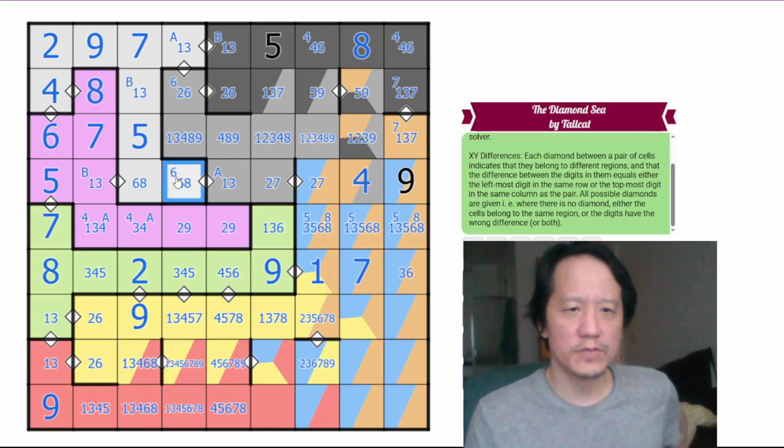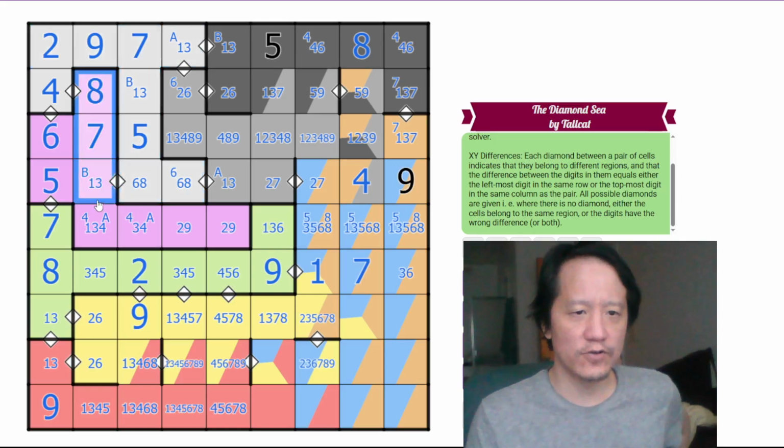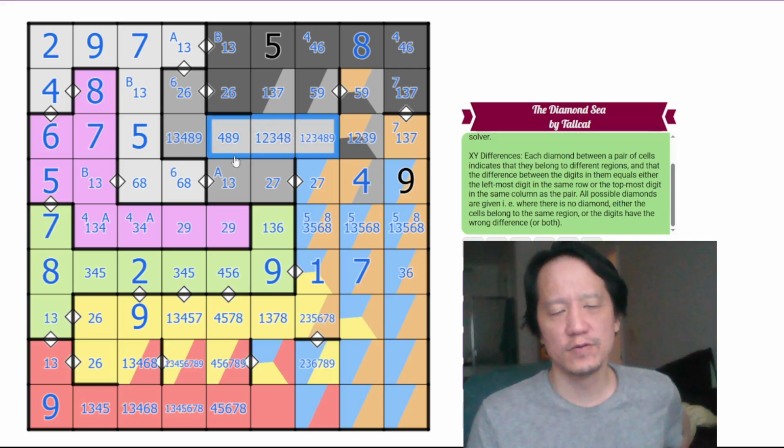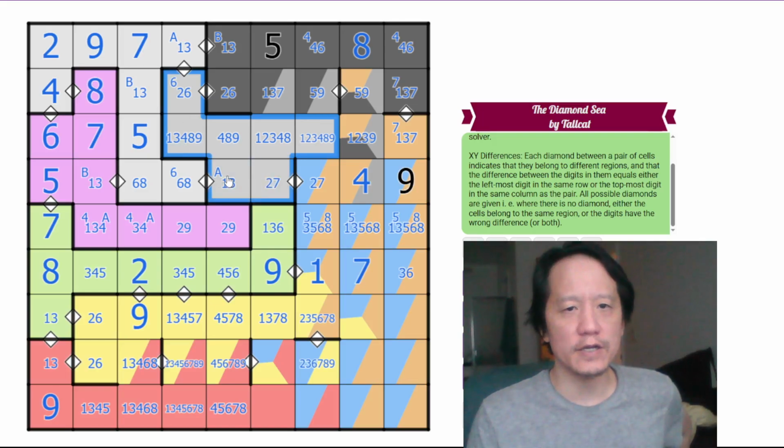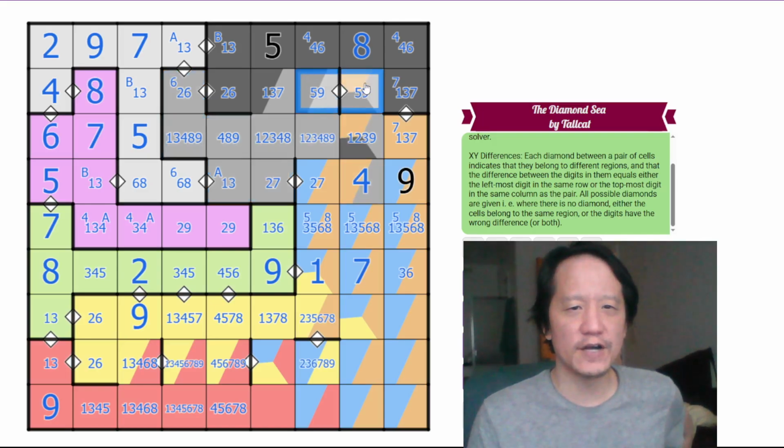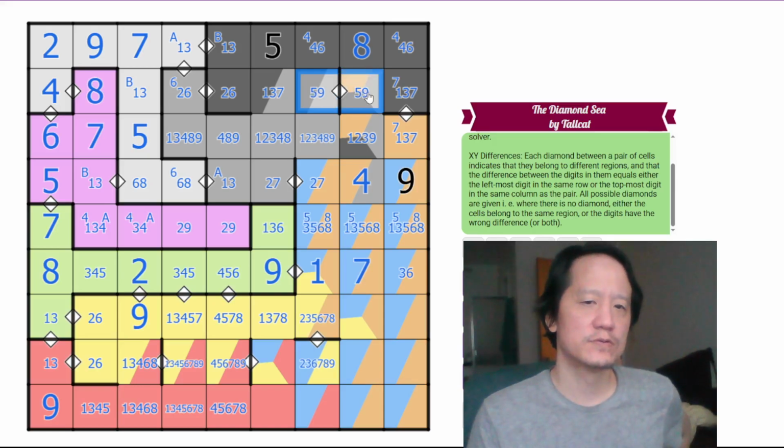Okay. This light region's essentially taken care of. Pink is all taken care of. Green is pretty much taken care of. This medium gray needs a 5, and it cannot exit out anywhere else. So the 5 has to be one of these two.